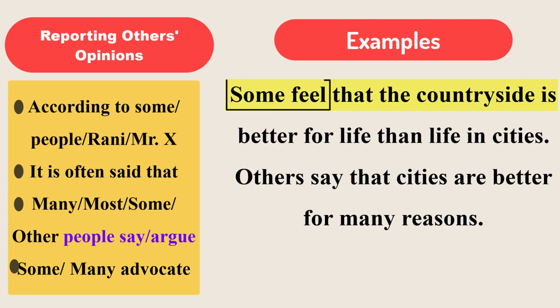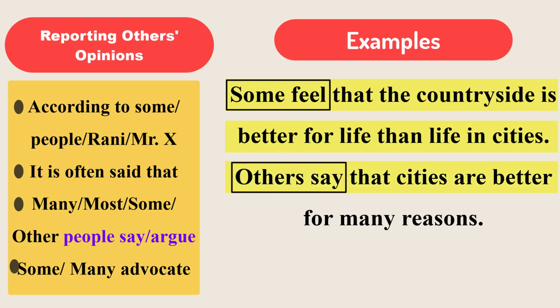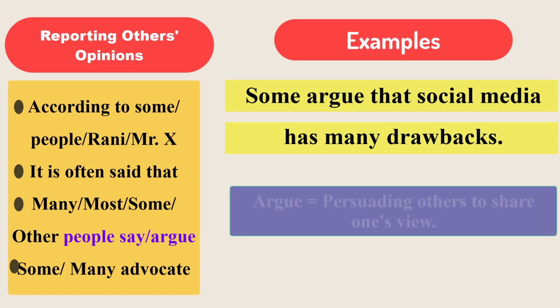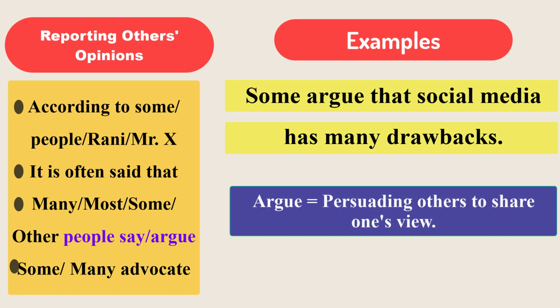Similarly, some feel that the countryside is better for life than life in cities. Others say that cities are better for many reasons. We can use this method when you are supposed to give two contradictory views. Some argue that social media has many drawbacks. So, this is the way you report someone else's opinions.